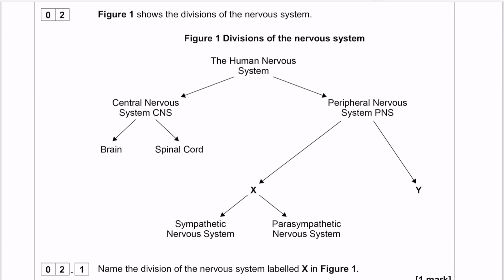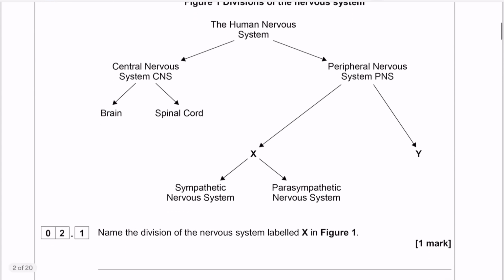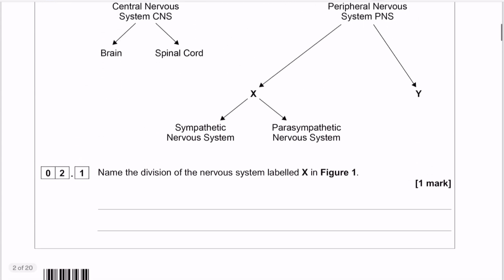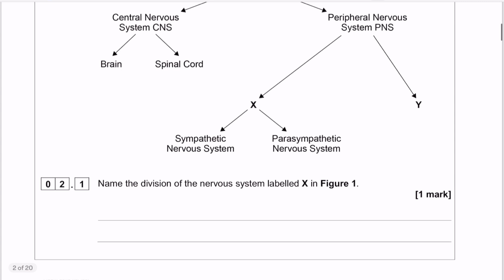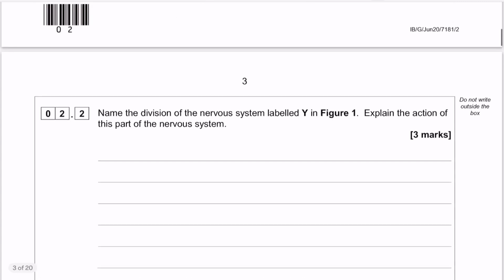Okay, so you're given this diagram to have a look at first. There are two bits of the nervous system that haven't been filled in yet, marked by X and Y on the diagram. Question 2.1 is all about naming one of those two divisions, so we have to name or identify what X is. And question 2.2 is then all about actually explaining what one of those divisions is actually for.